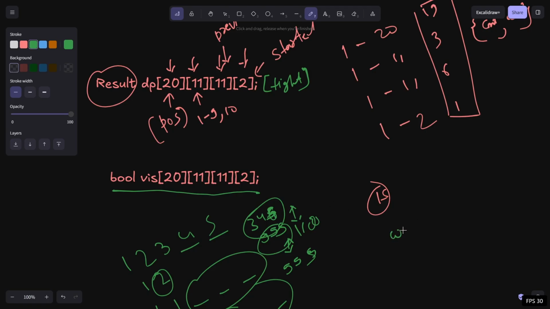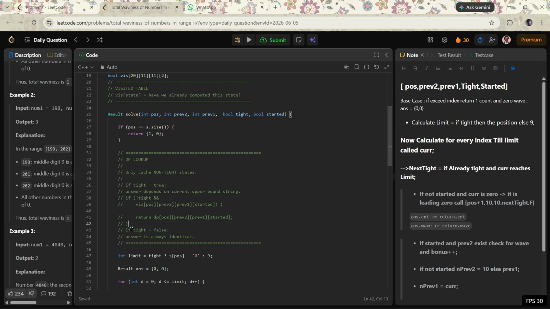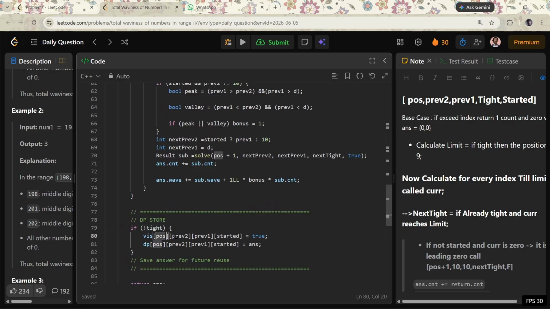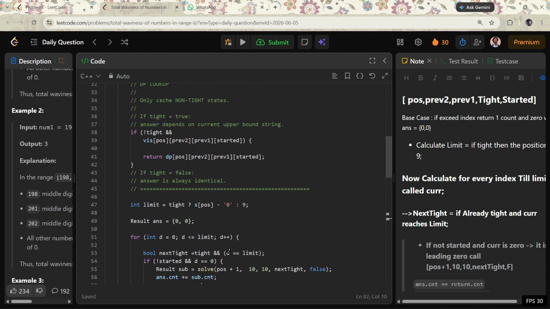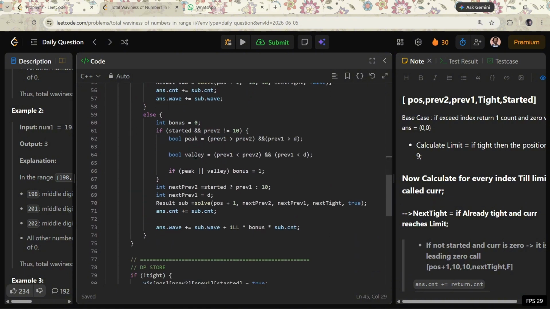While storing, what we are going to do is mark that state as visited and store the result. And while searching, we search the visited array. If visited, we retrieve that data, stop, and move further. So how we are going to do that is first create these two. Then we only have to catch the non-tight state. If it isn't tight, we mark it as visited and store the result. And while retrieving, if it isn't tight and it is marked visited, then we retrieve and return this. We don't have to do the further calculation.